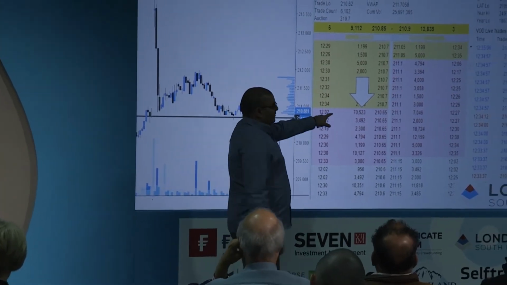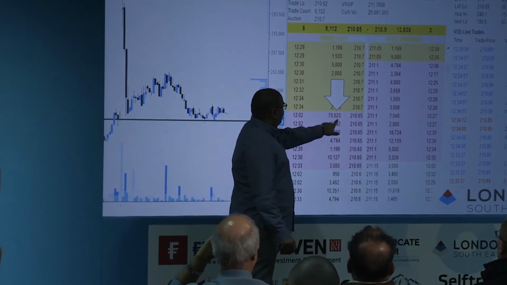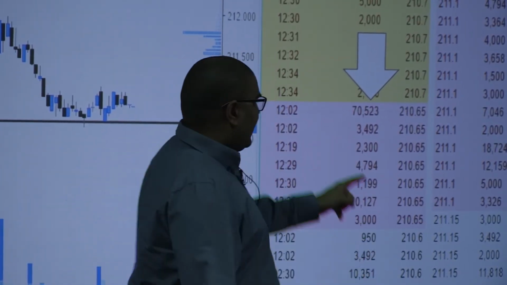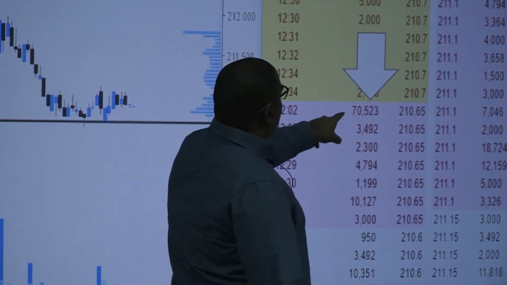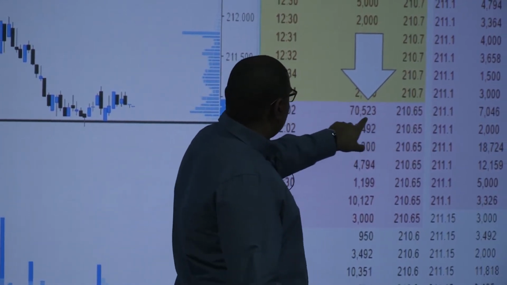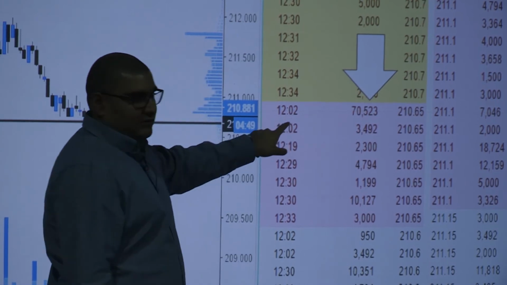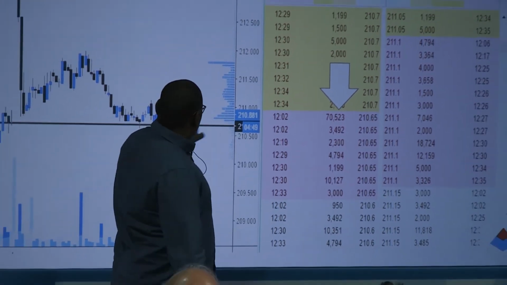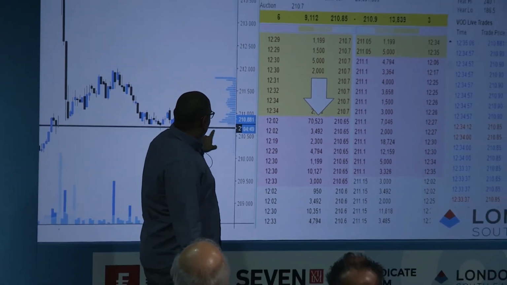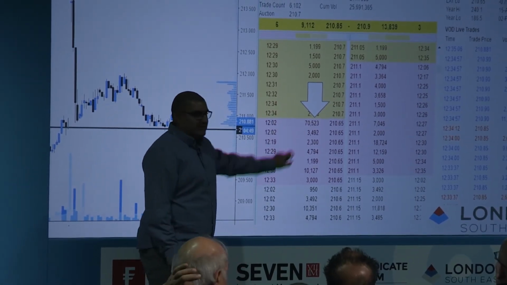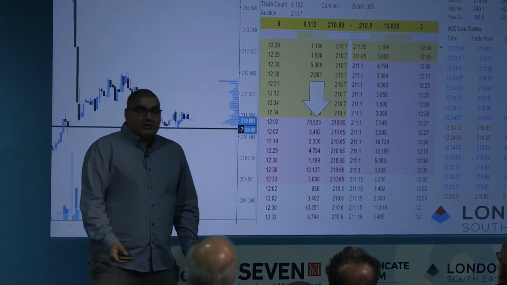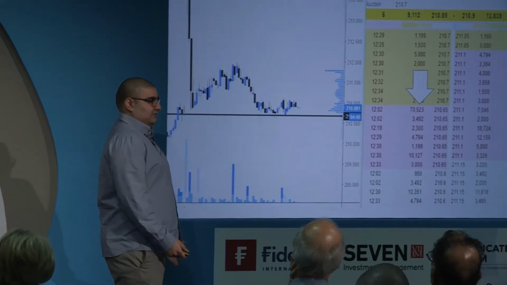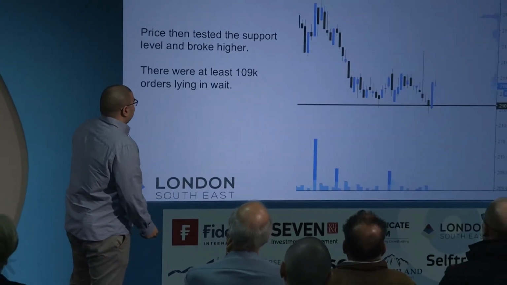This is how the order board is good, because it tells you here that there are 70,000 contracts waiting at that level. Here you've got the price, here you've got the amount of contracts, and here you've got the time roughly where it was executed. Just here where price was at the moment was 210.88, and my price level was at 210.65. So I know that it's not only me that's thinking this. There are other people in the market that are thinking this. Okay, on to the next slide.